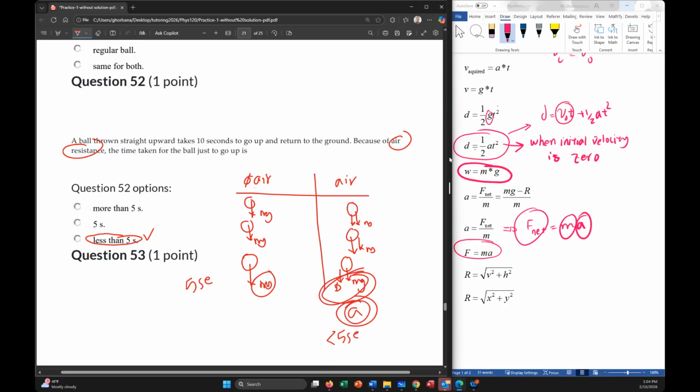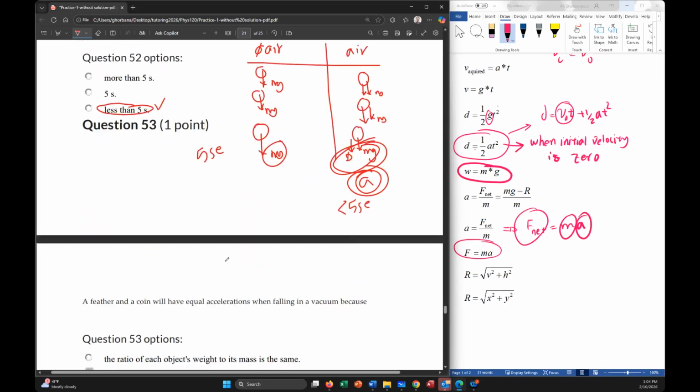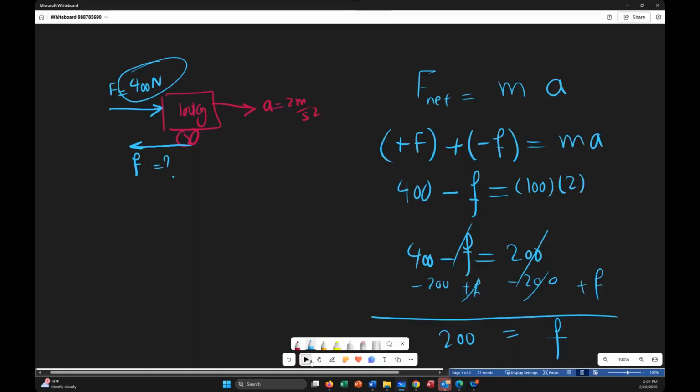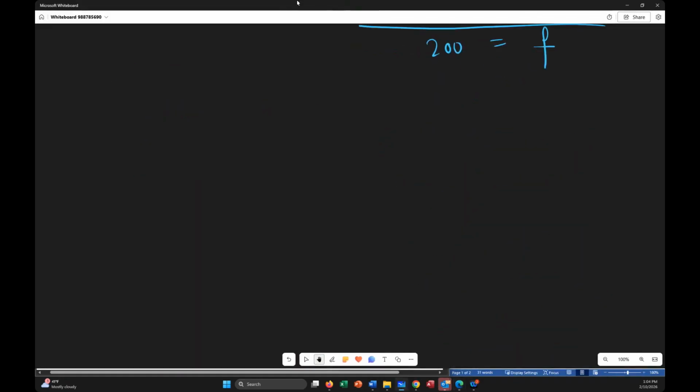Let me just explain like a car. When you throw the ball with no air resistance, it slows, stops, and then comes down. That's why the question is telling you about when it's going up. You read the code. Yeah, that's when it's going up. Okay, let me just explain like this.